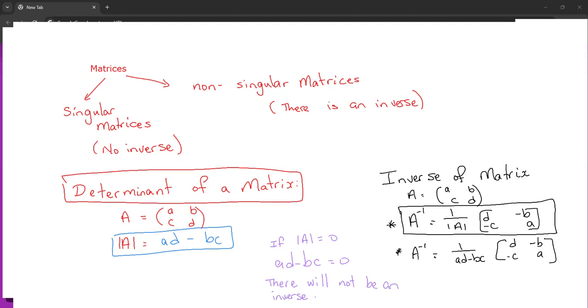As a result, if there's no inverse, it is what we call a singular matrix. If there's no inverse, it exists on its own, so we call it a singular matrix.